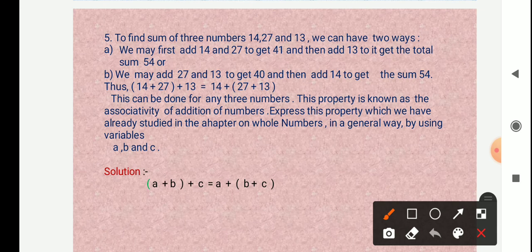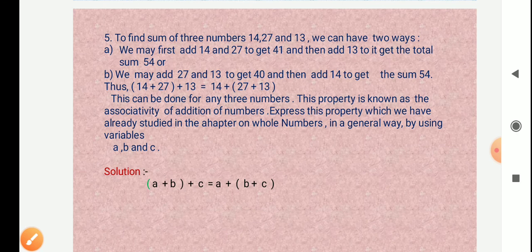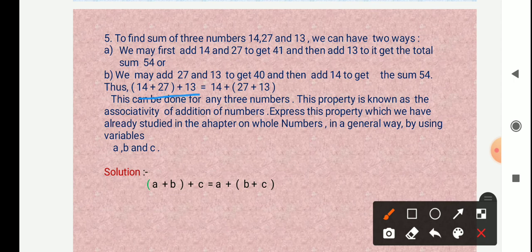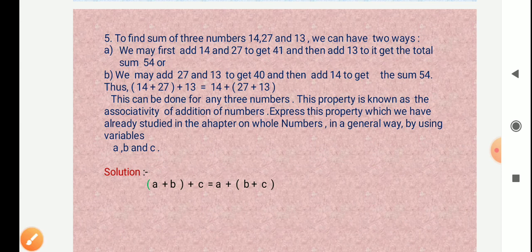Which property do we get here? Look here students, (14 + 27) + 13 is equal to 14 + (27 + 13). This property is known as associativity of addition of numbers. We have to express this property, which we have already studied in the chapter on whole numbers, in a general way by using a, b, c.